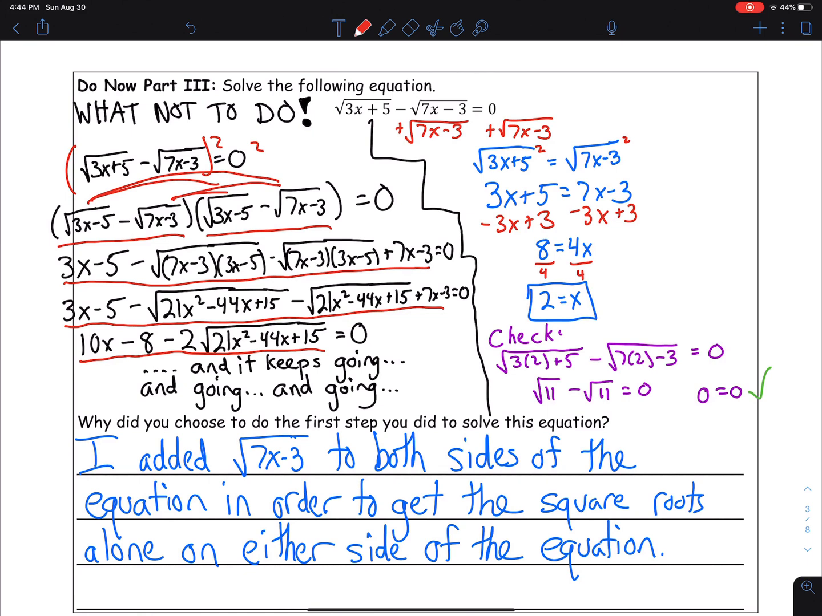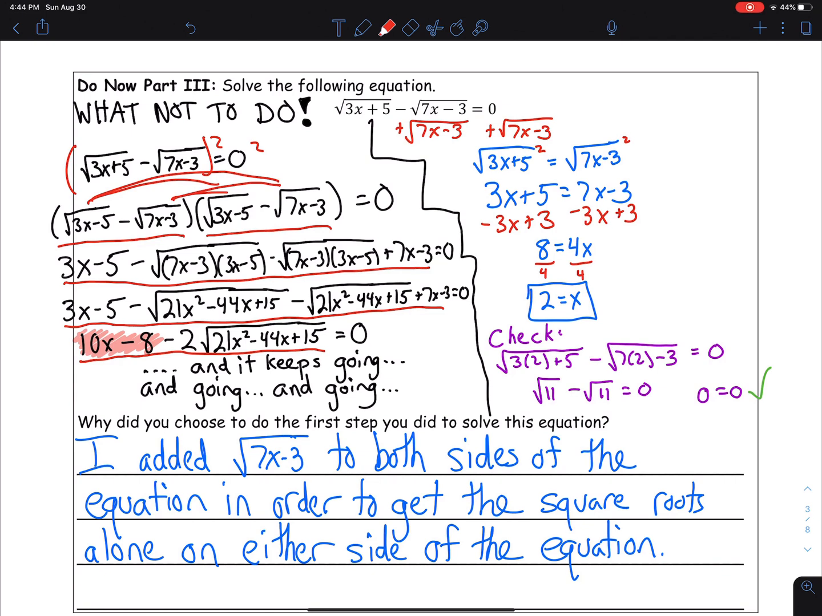I guess what you could do is add this stuff to the right side, then square both sides, or then divide by -2. It takes so much longer. So please just add the radical on both sides, and then bam, you're done. After you square both sides and solve for x.